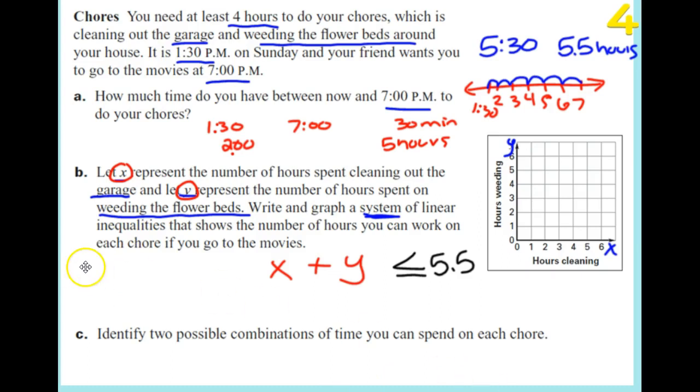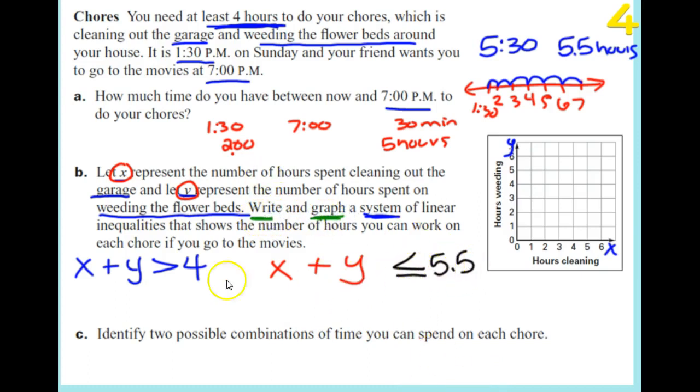Well, in the same situation, cleaning out the garage and weeding the flower beds has to take at least 4 hours, because it takes at least that much time to do it. So we have to have greater than 4 hours. It doesn't say 4 hours or equal to, so this would be a dashed line. We could spend exactly 5.5 hours, because that would be the cutoff right before we have to go to our movie. So we need to now graph this system.